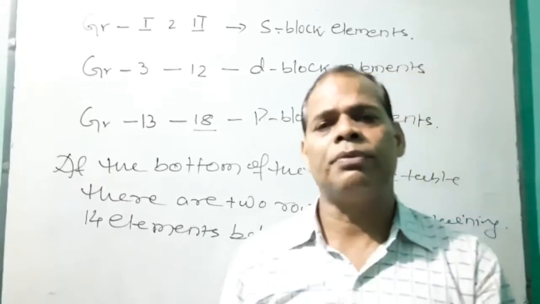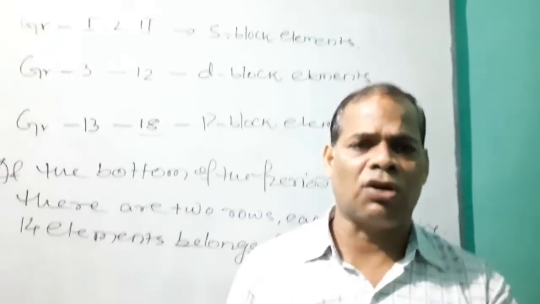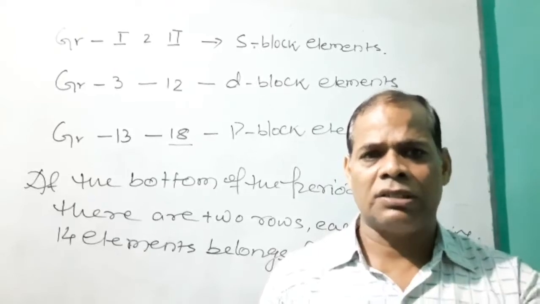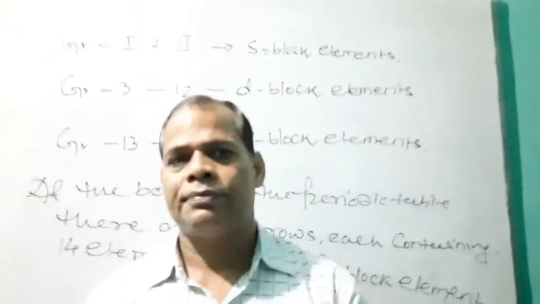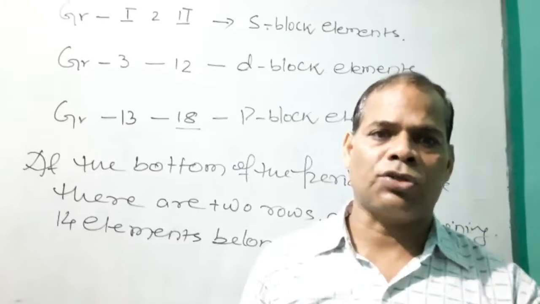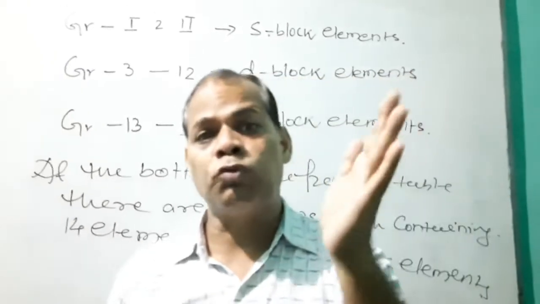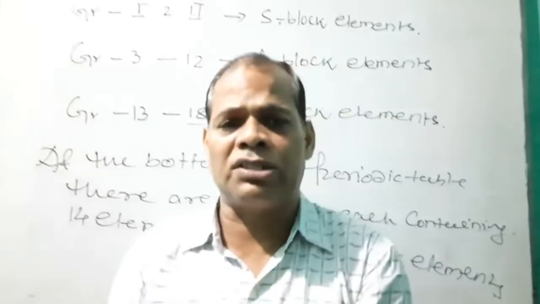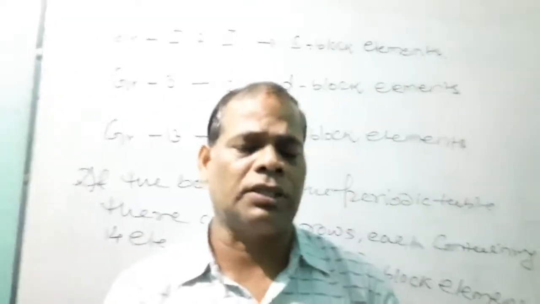Now second group: beryllium, magnesium, calcium, strontium, barium, radium. This group belongs to group 2 element. These are called alkaline earth metals.